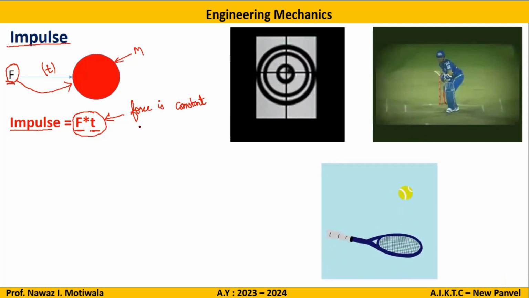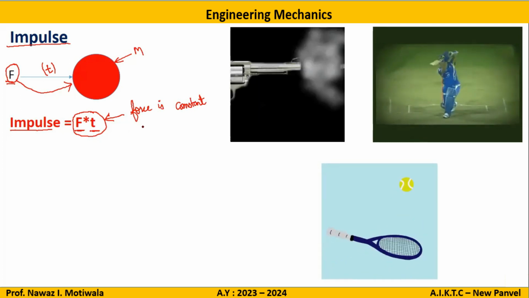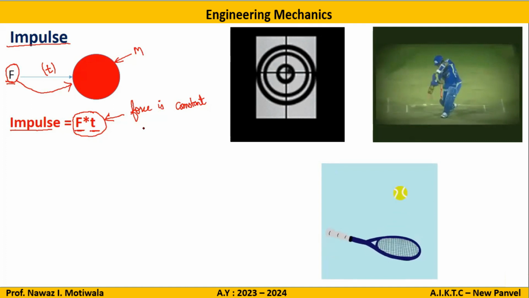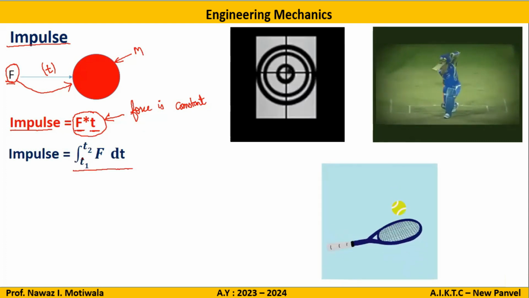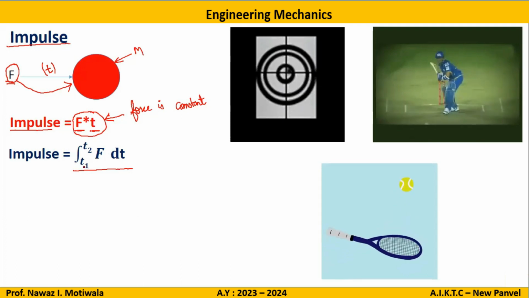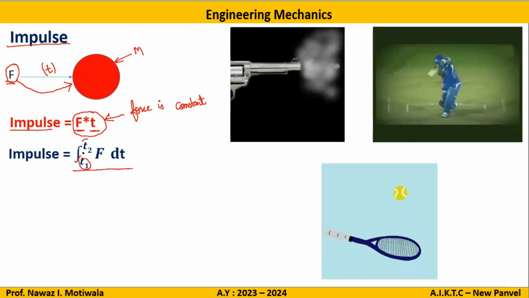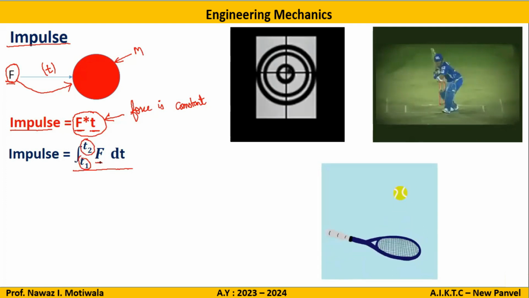Now what happens if the force changes, or the force goes on changing with respect to time? So in that case, impulse will be given as the integration of F dt within the limits t1 to t2, wherein t1 is the starting time and t2 will be the ending time of the force applied.